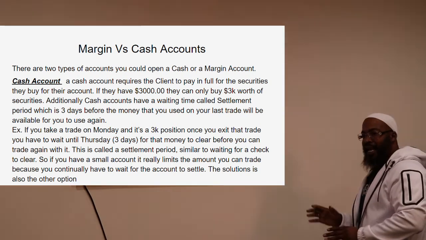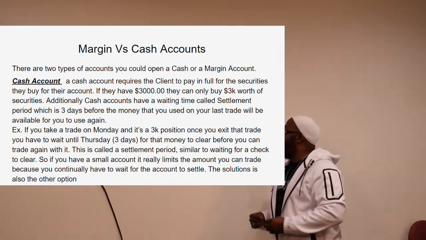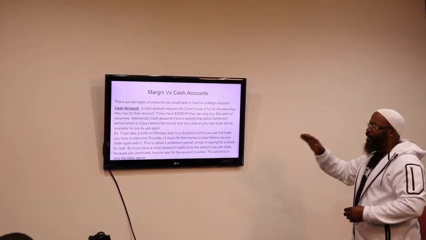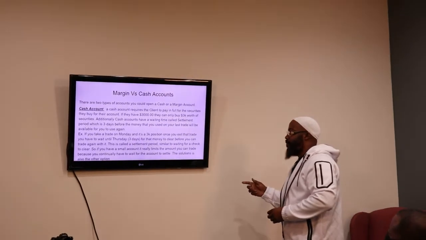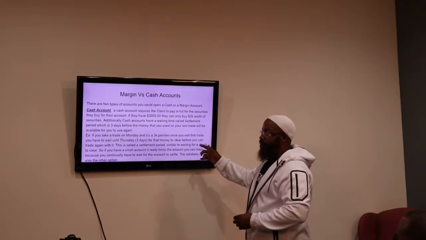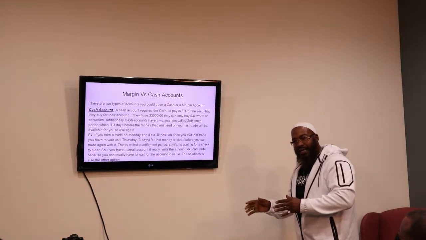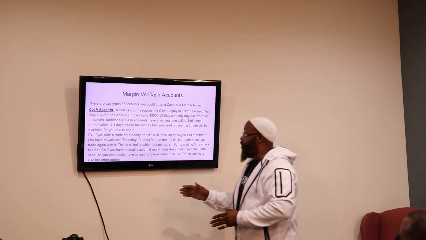Additionally, cash accounts have a waiting time called a settlement period. Now, in this settlement period, it takes 3 days before you are able to use that money again after your last trade. Okay? You have 3 days before that money that you used on that last trade will be available again. That is the settlement period.